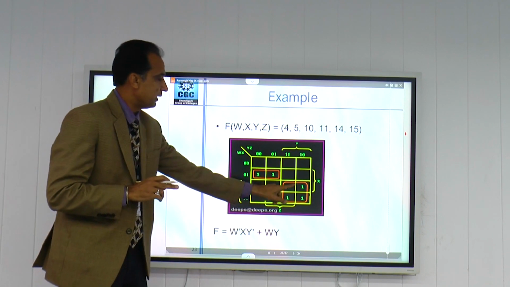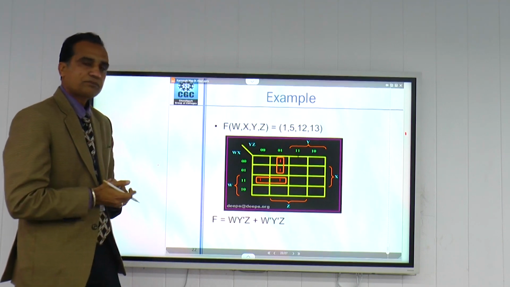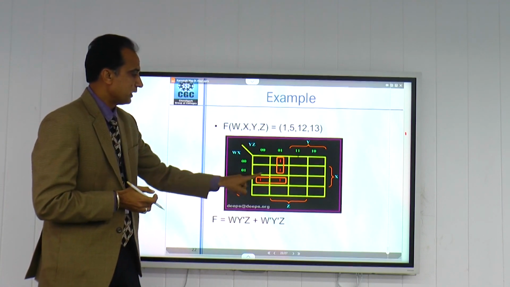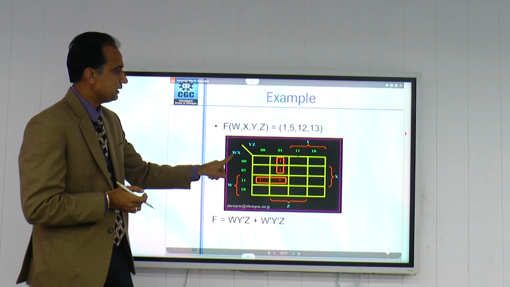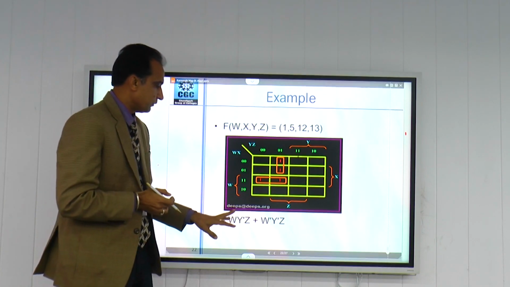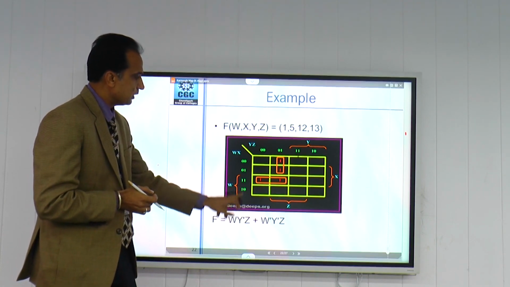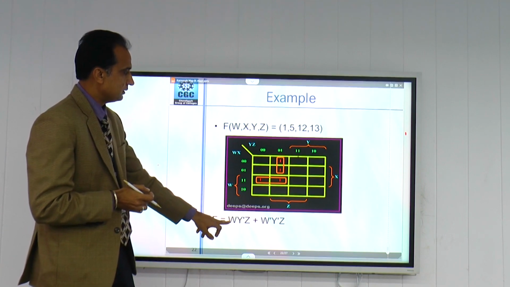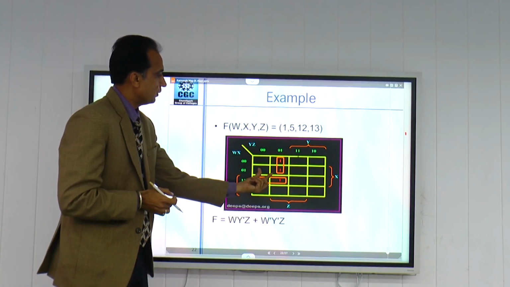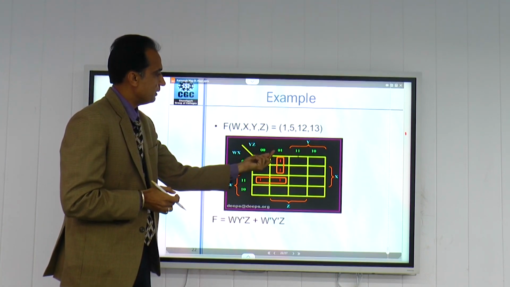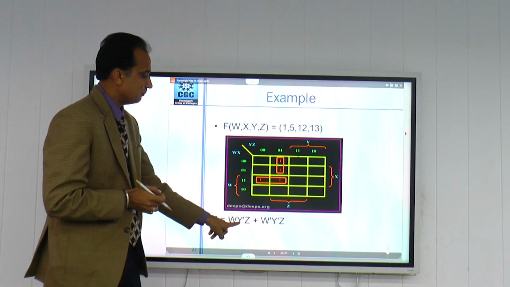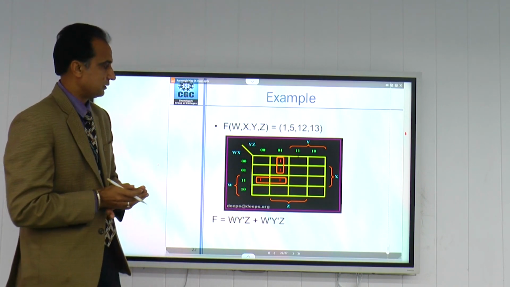Similarly, we can write the result of the second group. According to the second group, this 1 represents WX. So WX should be in the answer, and according to the upper values, the value which remains the same is Y, so Y complement is there in the answer.